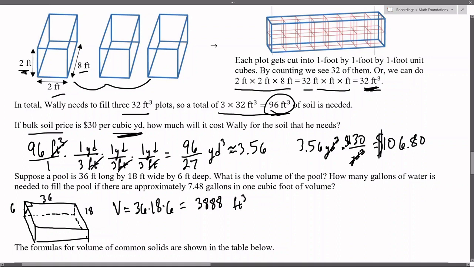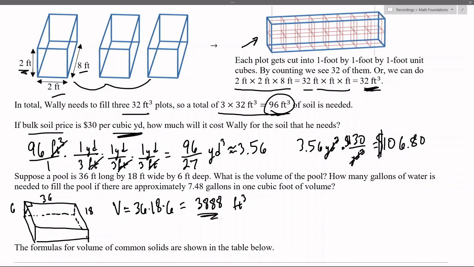And we could do the same thing as I did up here, where we have the unit blocks, 1 foot by 1 foot by 1 foot. But the problem here is that I just calculated it, and there'd be 3,888 of them. That's not easy to count in this example, so it's better to use the formula. That's the volume of the pool, 3,888 cubic feet.